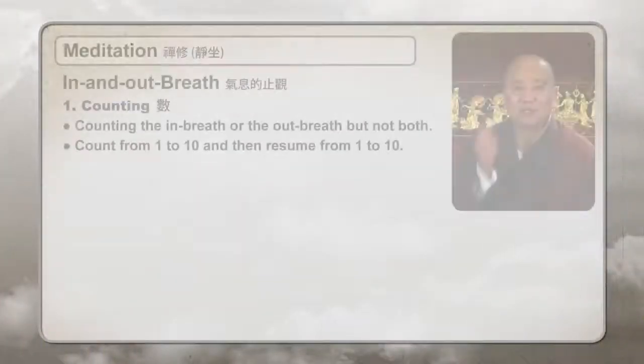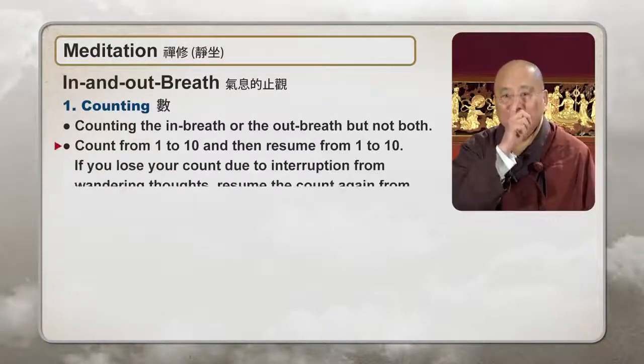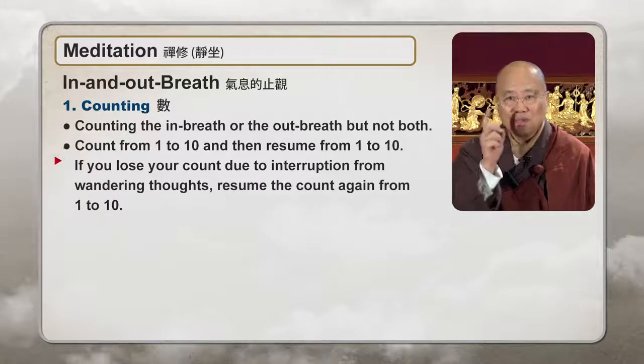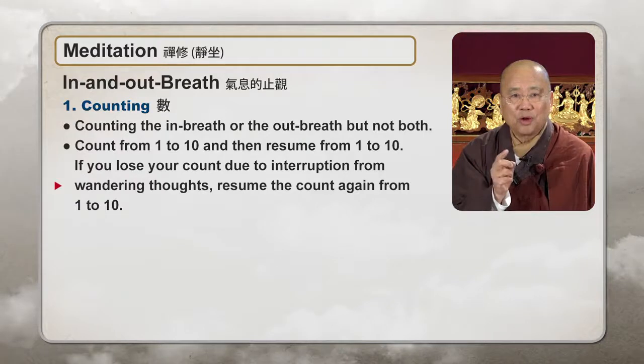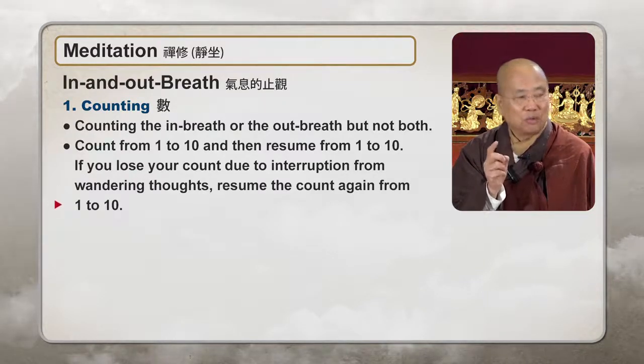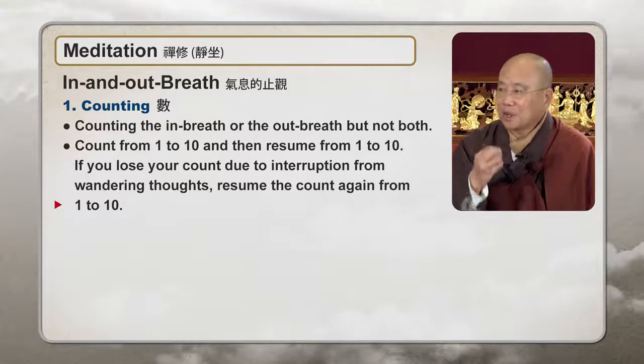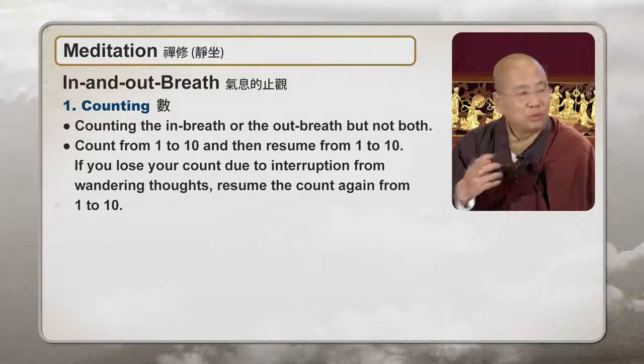And there are criteria for a good breath. We go down there, we know that there are criteria for a more or less enlightened breath. Okay, let's go down. Count from 1 to 10, and then resume from 1 to 10. If you lose your count due to interruption from wandering thoughts, resume the count again from 1 to 10. Sometimes when you're counting, you lose your count. You think about yesterday. You worry about tomorrow.